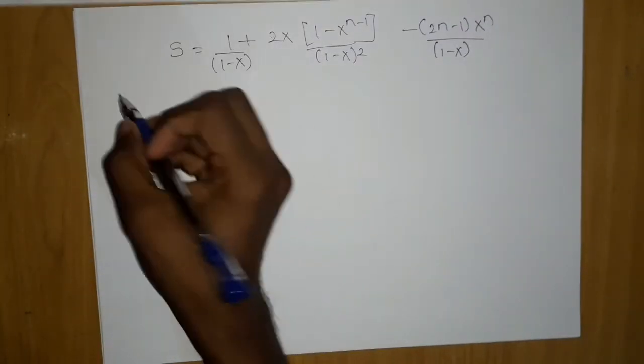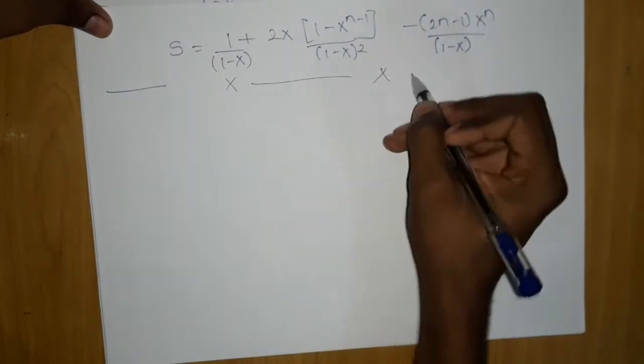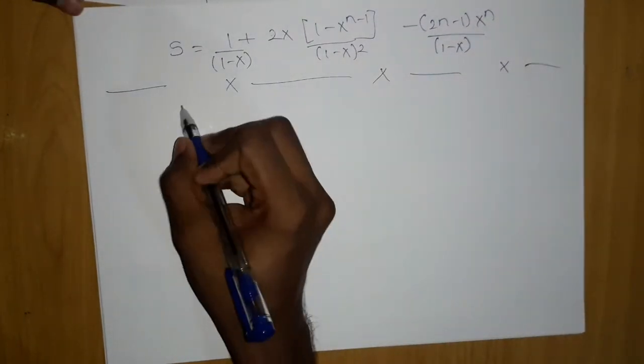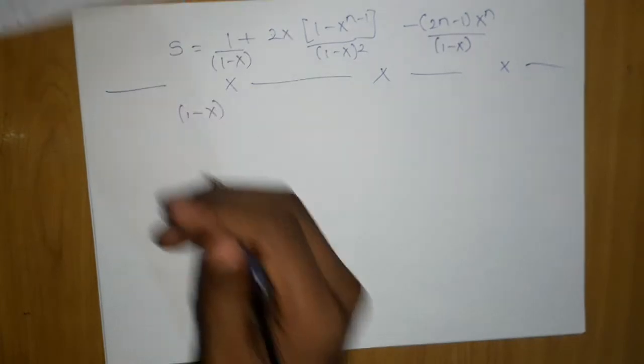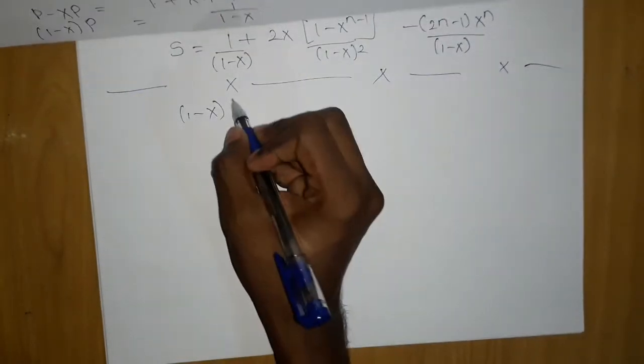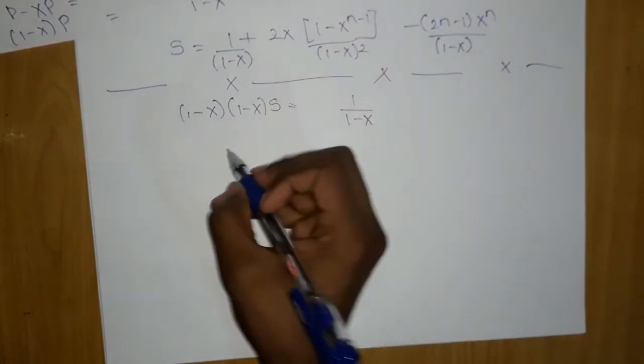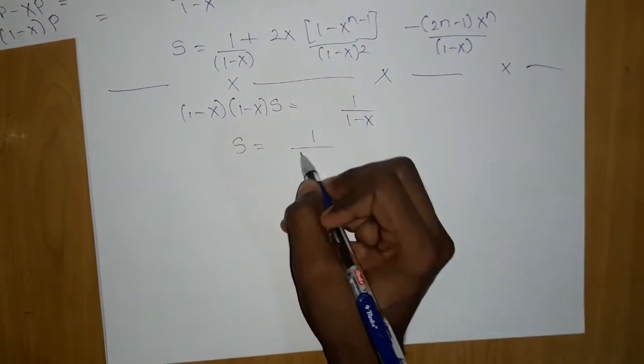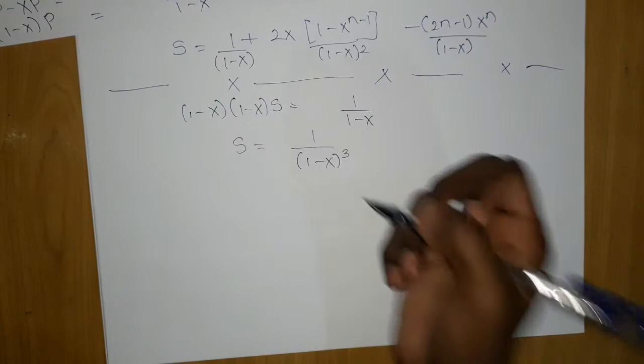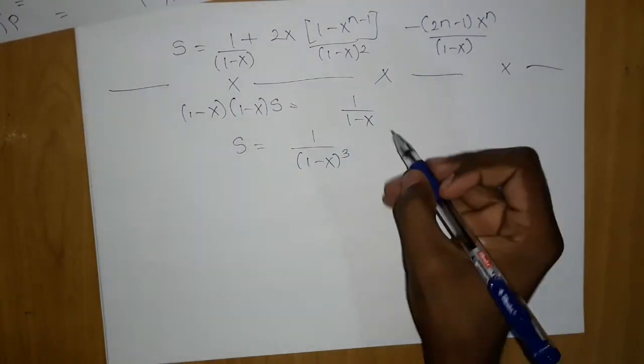This is the previous problem. Now what we are getting is 1 minus x into p, and p was 1 upon 1 minus x, and (1 minus x) into s was 1 minus x already. So what we get is s is nothing but 1 upon (1 minus x) the whole cube. So we got the s.